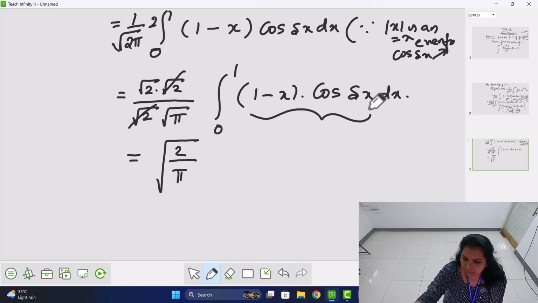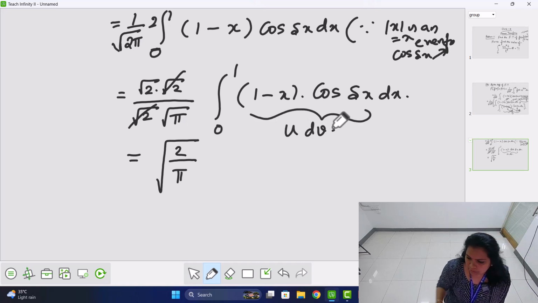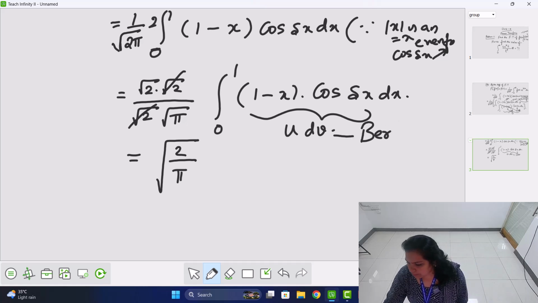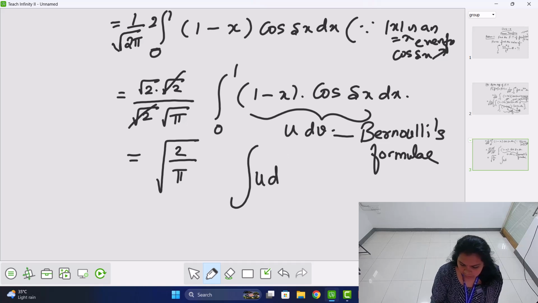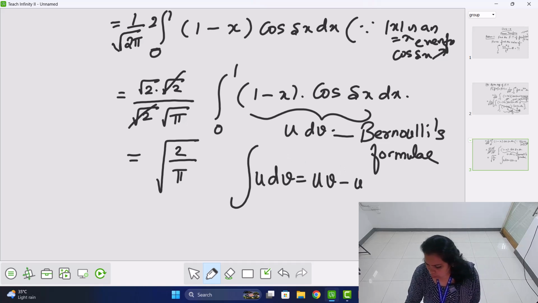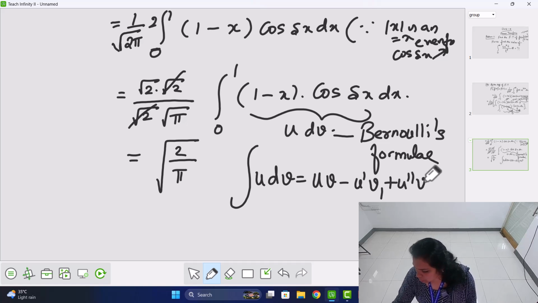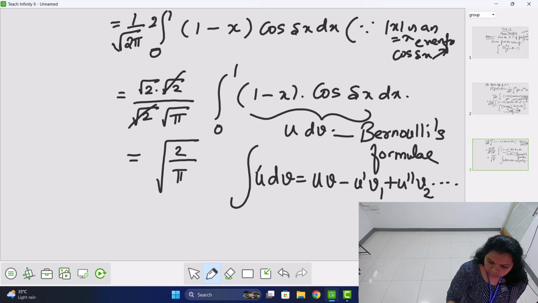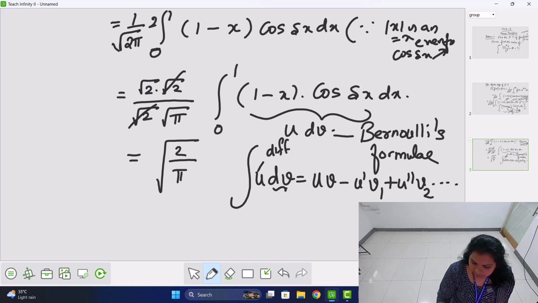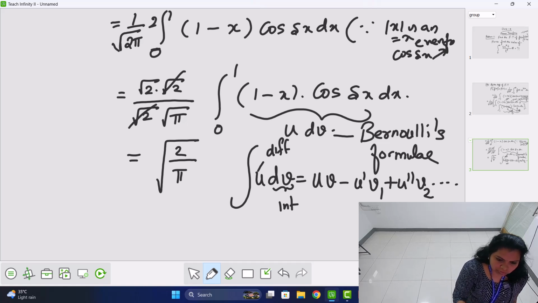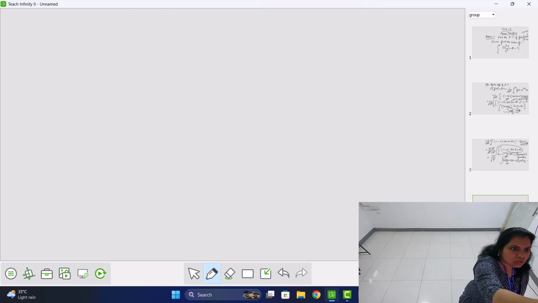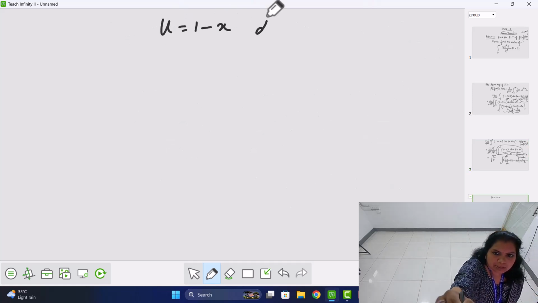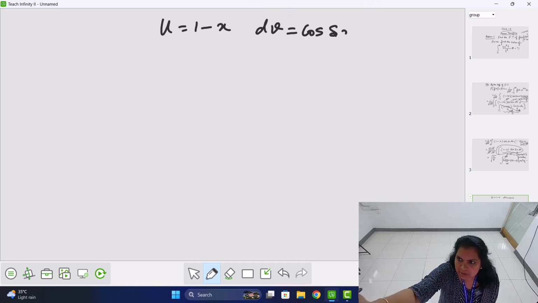So what is this actually? It is u dv. So we use what we call Bernoulli's formula, under the mathematician's name. What is the formula? Integral u dv is nothing but uv minus u dash v1 plus u double dash v2, etc. Here u represents differentiation, and v represents integration. So we are going to do that next. So u is 1 minus x, dv is cos sx dx.